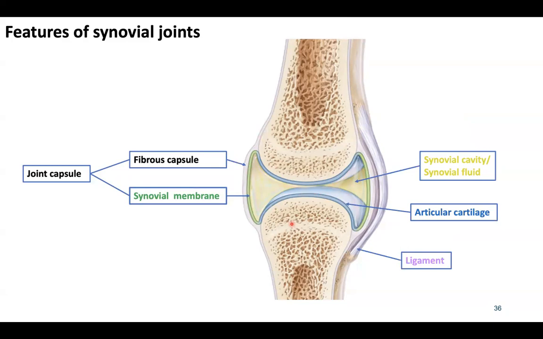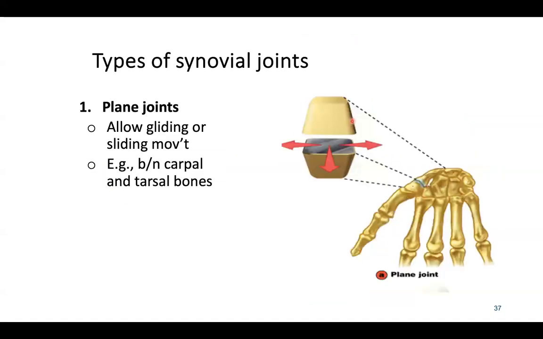Most of the synovial joints are strengthened by ligaments. Ligaments are dense connective tissues, and they connect bone to bone. They strengthen joints, and most of the synovial joints are strengthened externally by ligaments. Now let's see types of synovial joints. Based on the shape of the articulating surfaces, synovial joints are classified into 6.